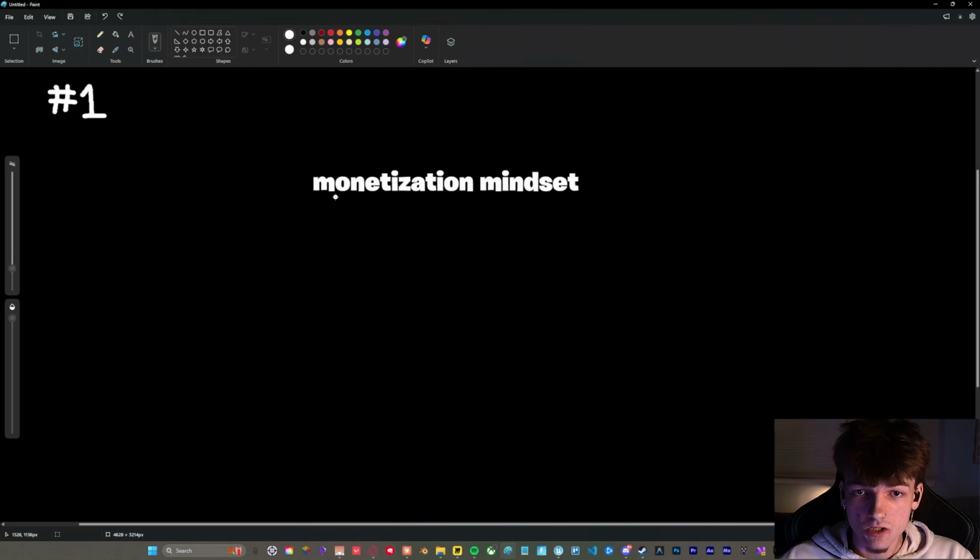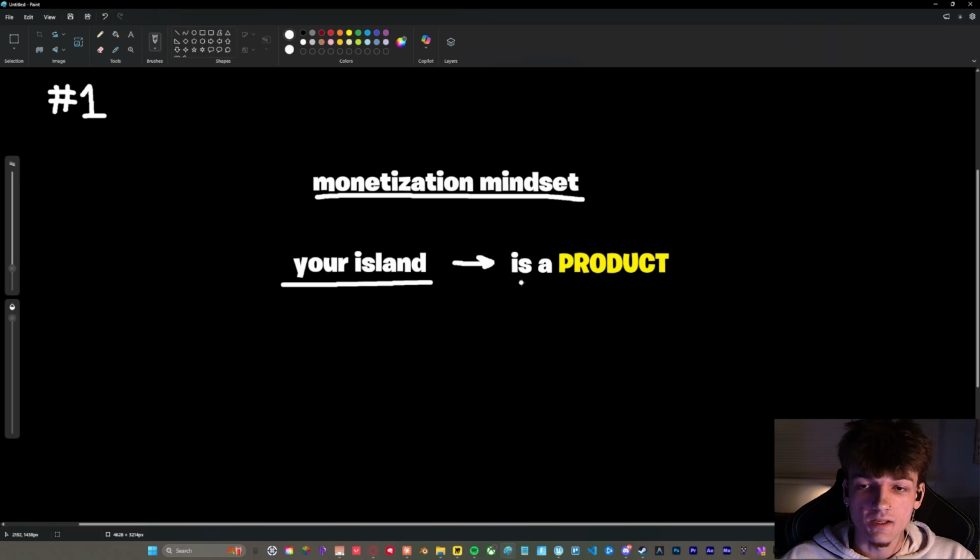So the monetization mindset is that your island is a product. This is super important when you're designing things, because there's really two approaches that you can take when designing a map. The first way to go about it is to treat it like a pure passion project. If it's purely for your own benefit and for your own creative outlet, that's totally fine. But if your whole goal is to make as much money as possible, you need to understand that your map isn't just a game. It's not just an experience. It's a product that you are trying to sell to your players.